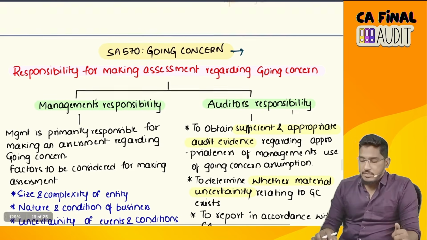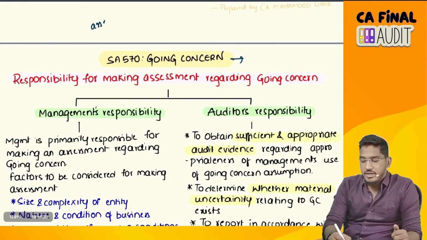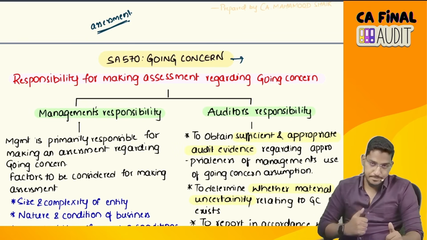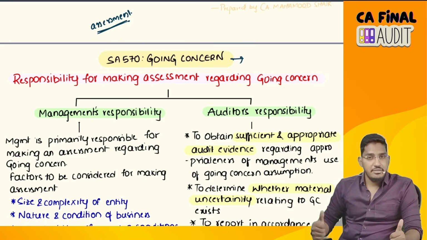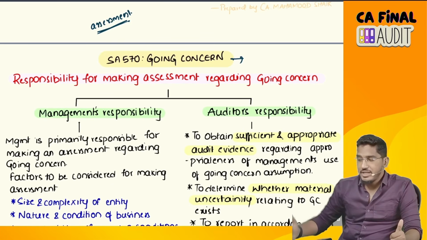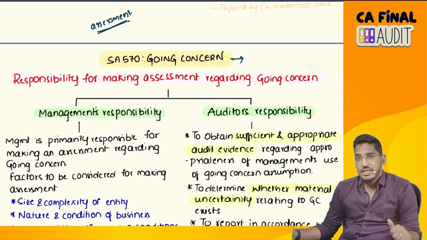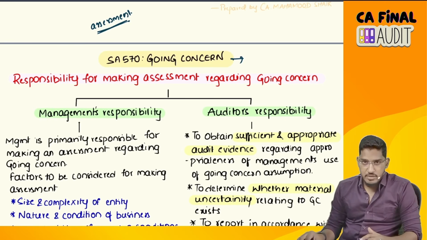But first of all, you tell me, whose responsibility is it to make an assessment regarding going concern? First of all, what do you mean by going concern? Going concern is an assumption that the entity will continue for the foreseeable future. Foreseeable future in the sense, I can say the next 1 year. So the assumption that the entity will continue for the next 1 year, there is no requirement for the entity to get closed down, I call it the going concern assumption. Now who is responsible for making that assessment? Whether the entity will be able to continue for the coming 1 year, or the going concern assumption is valid or invalid for them.